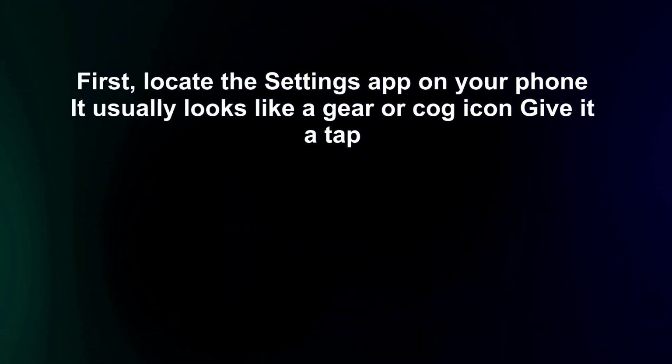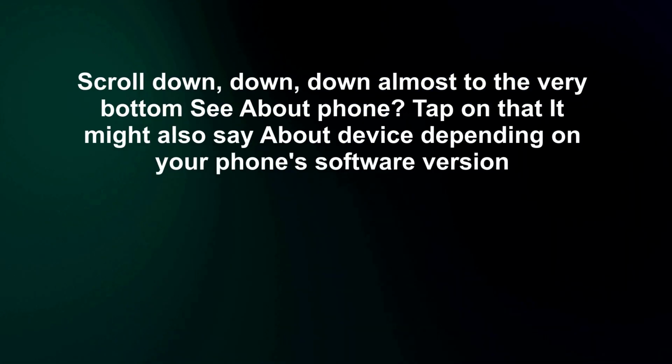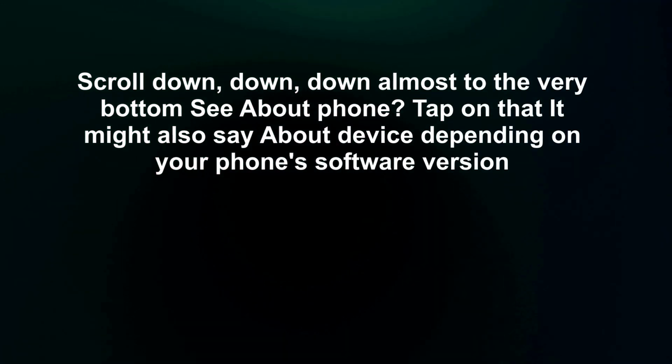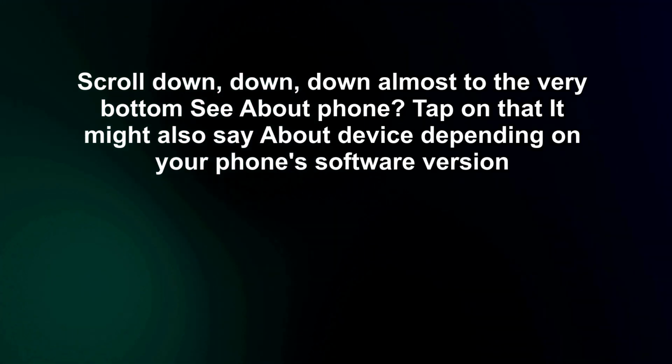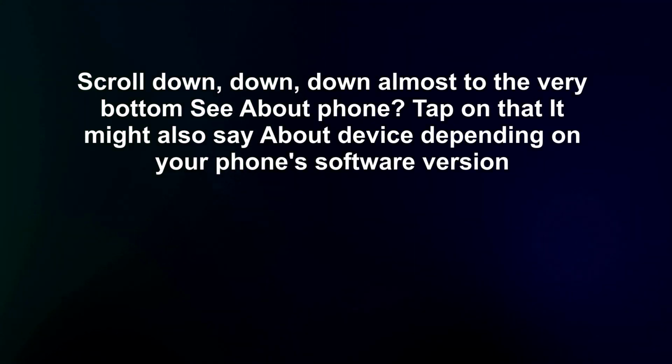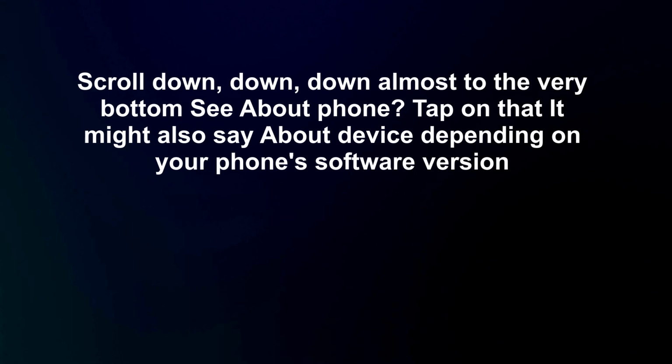It usually looks like a gear or cog icon. Give it a tap. Scroll down, down, down almost to the very bottom. See About Phone. Tap on that. It might also say About Device depending on your phone's software version.